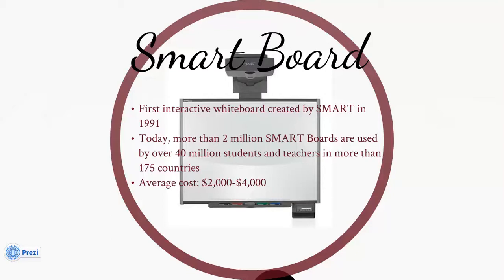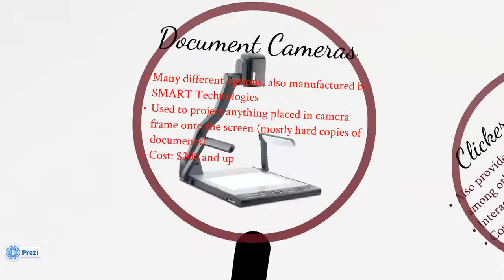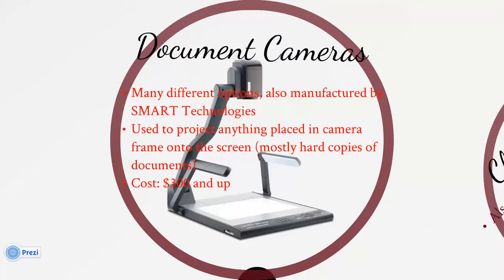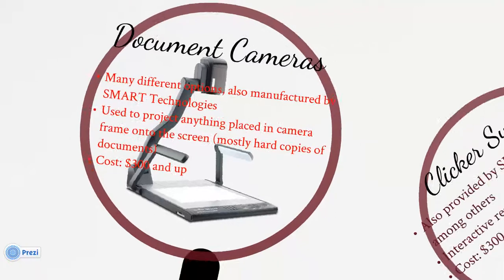Average cost for a smartboard is $2,000 to $4,000. Document cameras have many different manufacturers. I decided to stick with Smart Technologies, as they also create document cameras and clickers, so I'll be looking at the clickers next. But a document camera, you're probably all pretty familiar with them as well. Kind of a show and tell type of tool. Whatever you want to put up on the screen, just place it on the tray and it's projected up there for you. Cost for these, base is about $300, anywhere on up from there. The most expensive probably run anywhere from $1,000 to $1,500.